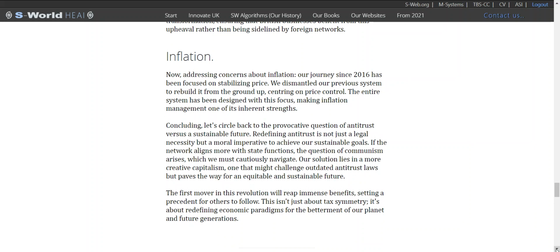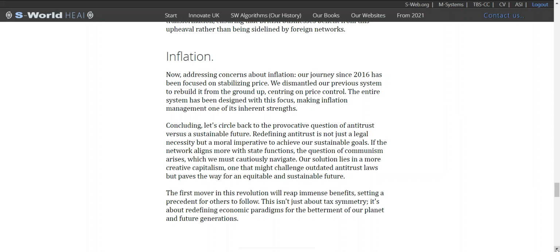Inflation. Now addressing concerns about inflation. Our journey since 2016 has been focused on stabilising price. We dismantled our previous system and rebuilt it from the ground up, centering on price control. The entire system has been designed with this focus, making inflation management one of its inherent strengths.